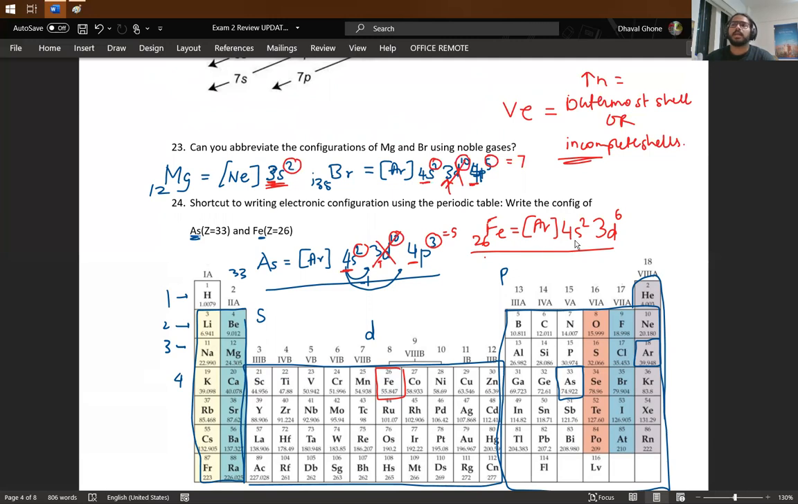However, in iron, the highest number I have is 4, but I also have an incomplete d shell. It's not 10, it's 6. So I'll have 2 plus 6, I'll have 8 valence electrons.